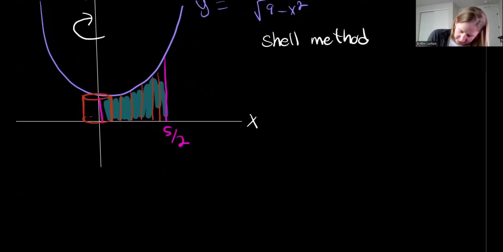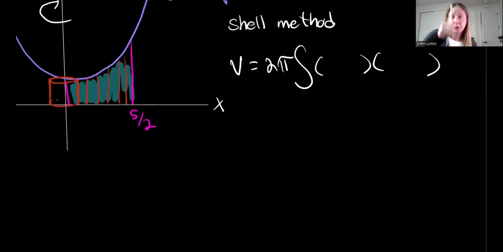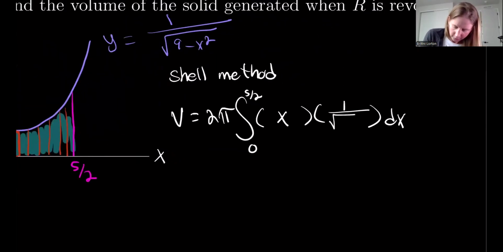Okay, now we have everything we need. Now that I know it's the shell method, volume is 2 pi times the integral of the radius times the height. I chose the vertical sliver, so that's a dx. So my bounds should be from the x-axis. And then the radius of each of those shells was just simply the x value. Nothing was shifted. And then the height really went from the x-axis to that parabola. And in this case, it was that weird function, 1 over the square root of 9 minus x squared.